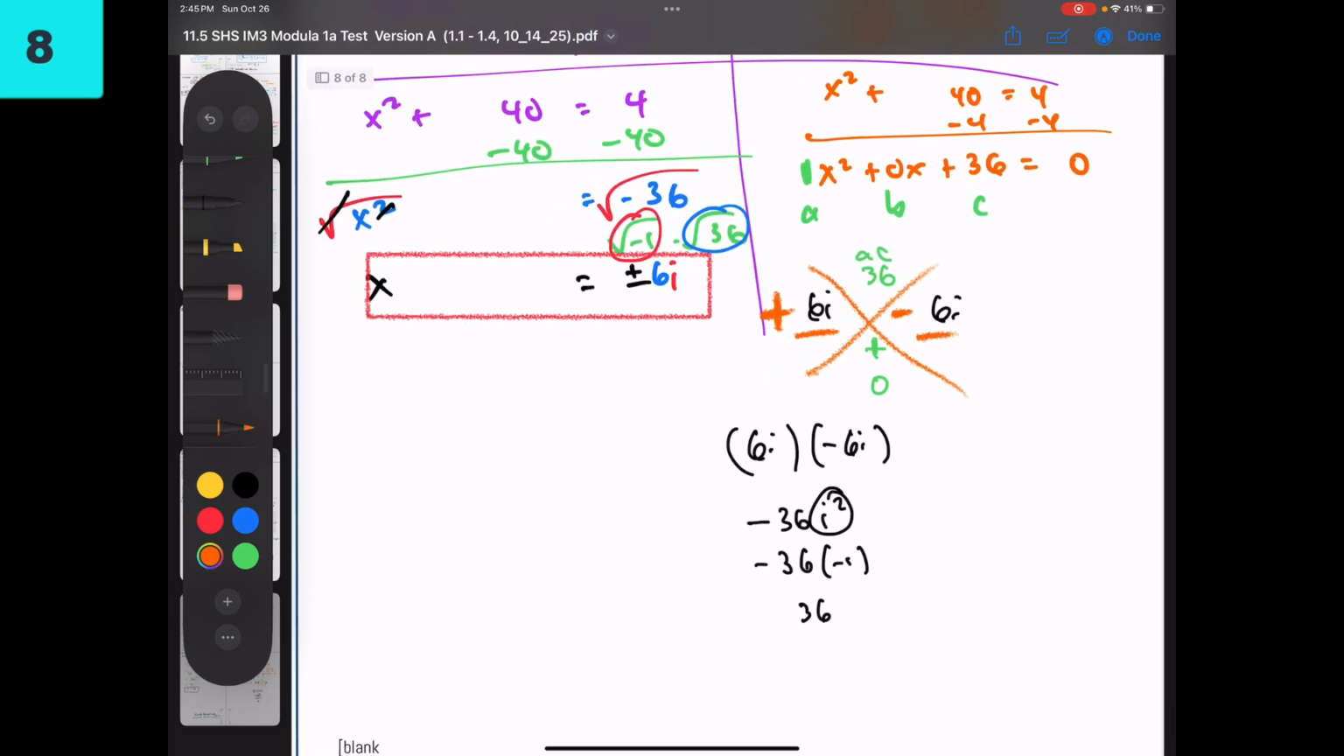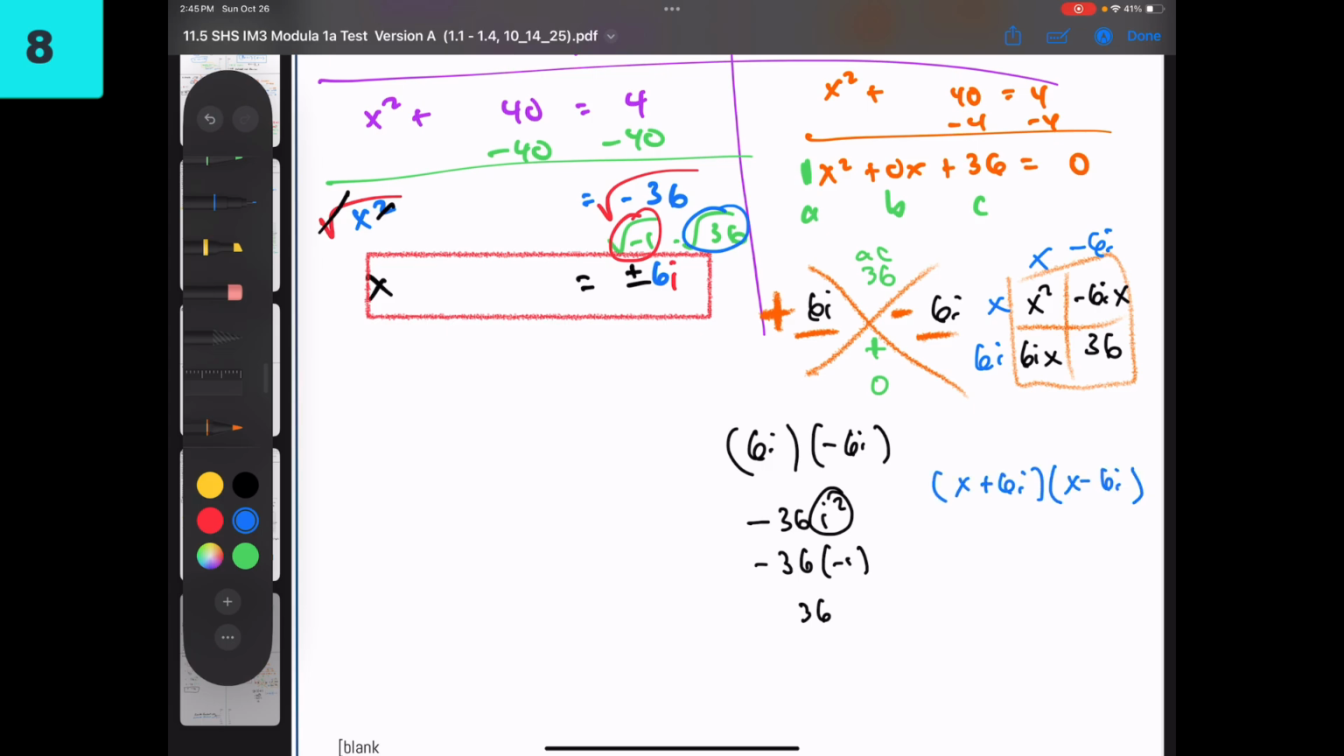Now for those who are struggling, you could just put it in the box. First term is x squared, last term is 36. And then 6ix, negative 6ix. So you have x, 6i, and then x, negative 6i. So this is your answer for factoring. If you set each of those equal to 0, you would get negative 6i and positive 6i. And then you'll notice our answers are the same.